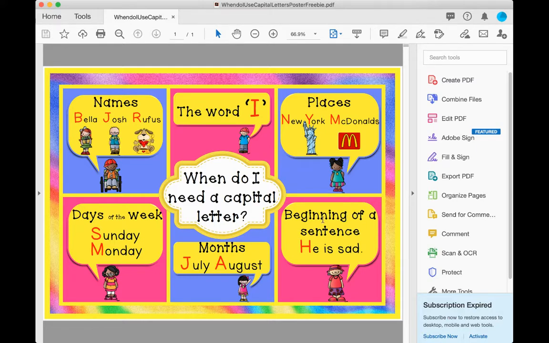And finally, the beginning of a sentence, just the first letter. So for example, this sentence says, "He is sad." And only the H in he is capital. The rest are lowercase. So this is a good reference poster that you can use. Now I am going to make this bigger and show you some other tools that we have.